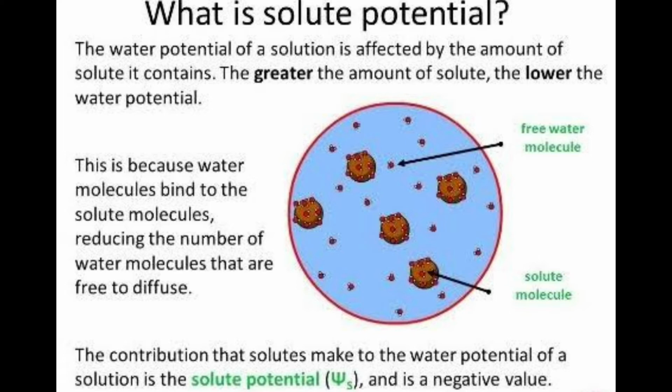Say, for example, water. If you add salt to pure water, then the kinetic energy of water is decreased. Since the decrease of kinetic energy of water is a negative sign, that is the reason we consider solute potential as negative. The more the solute molecules, the lower the kinetic energy of water molecules. For a solution at atmospheric pressure, water potential is denoted psi W, and solute potential psi S.